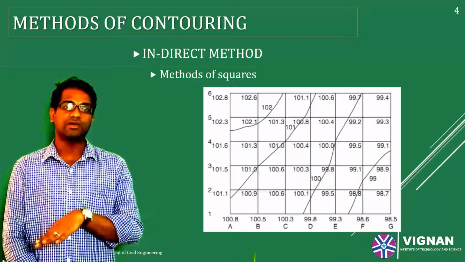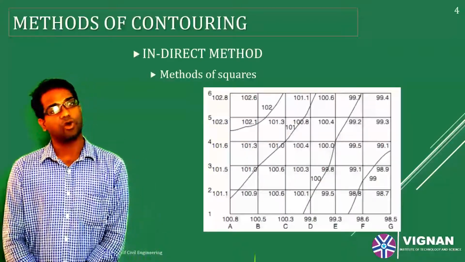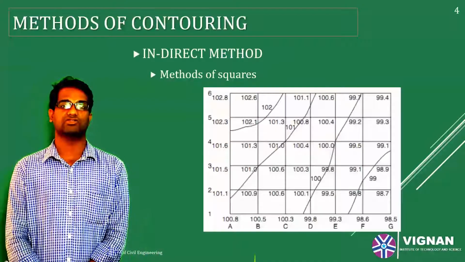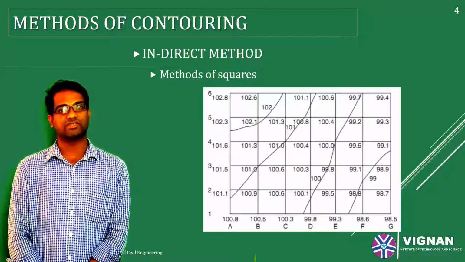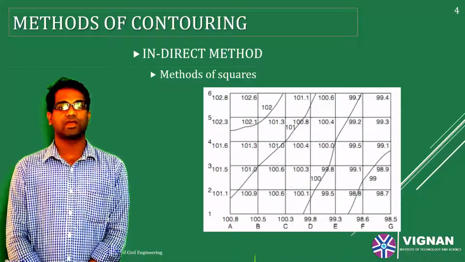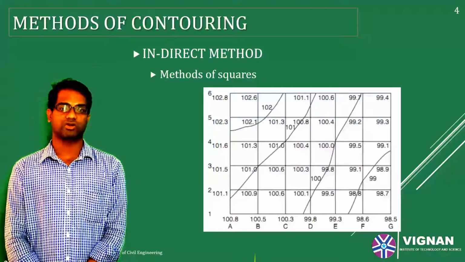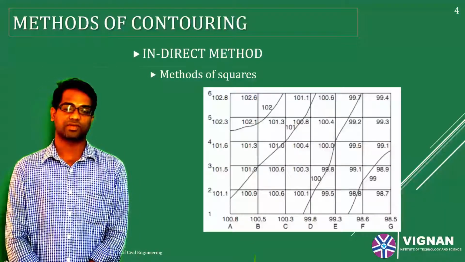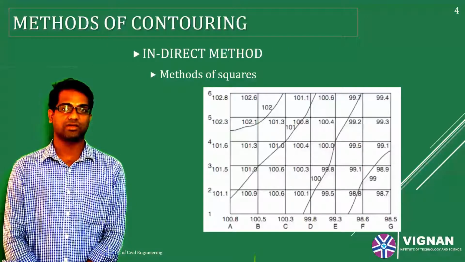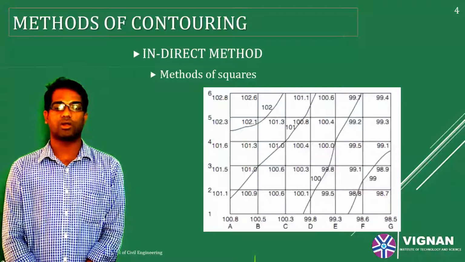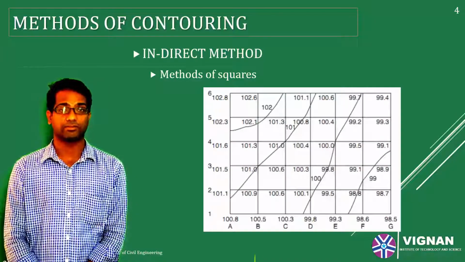So I'll set up my dumpy level at a nearby location, then I'll start taking the staff readings at all these grid junctions. After calculating the reduced levels at these junction points, with a free hand you can approximately draw a contour line as I have shown there. I could draw a 99 contour line, 100 contour line, 101 and 102 contour line approximately.